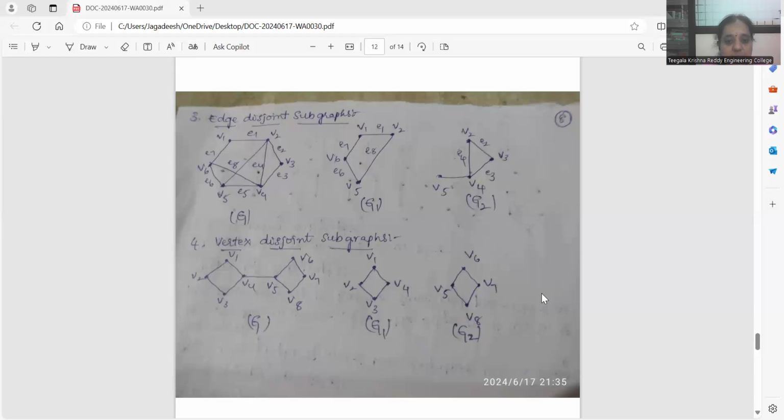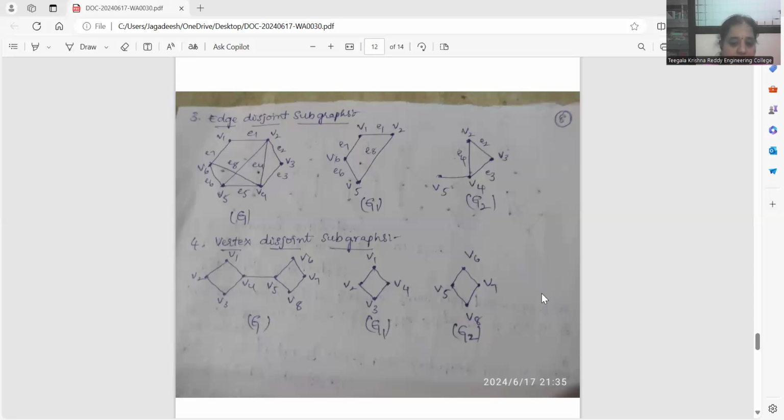In G1, what are the edges present here? We have E1, E6, E7, E8. In the G2 graph, what are the edges present? We have E2, E3, E4, E5. E5 is between V4 and V5. See that there is no edge common between G1 and G2. So here G1 and G2 are called edge disjoint subgraphs of the given graph G.